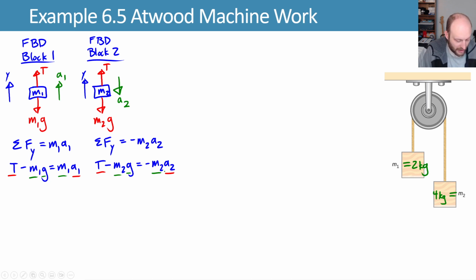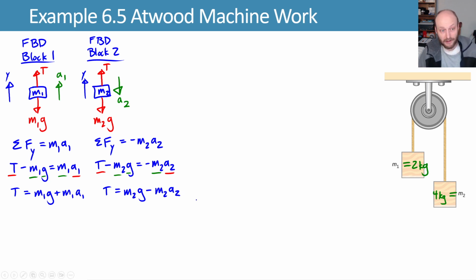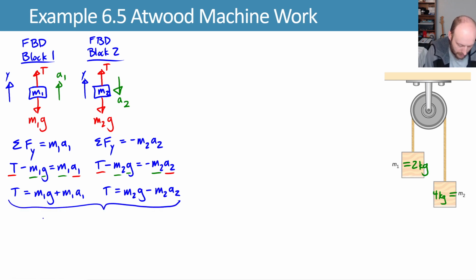Let's go ahead and try combining these equations to see where we can get before adding in a relationship between A1 and A2. So I'll solve this for tension by adding m1g to both sides. So we get the tension is equal to m1g plus m1a1. And over here, we'll do the same thing and get the tension is equal to m2g minus m2a2. So far, so good. I now have tension equaling 2 different things. We can set those equal and combine these 2 equations. And this will give us m1g plus m1a1 is equal to m2g minus m2a2.